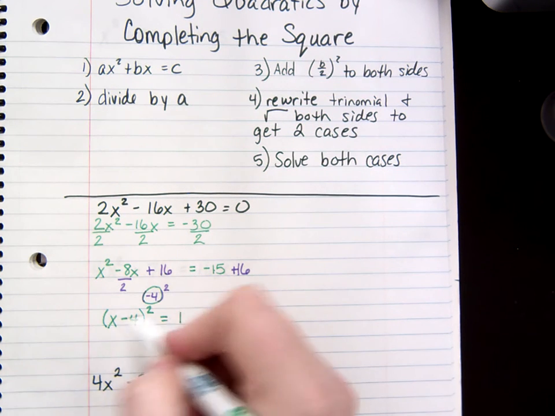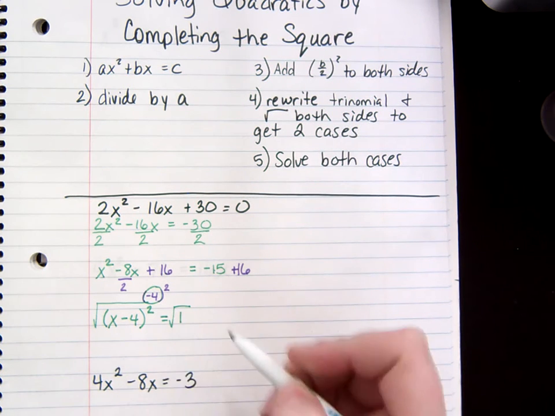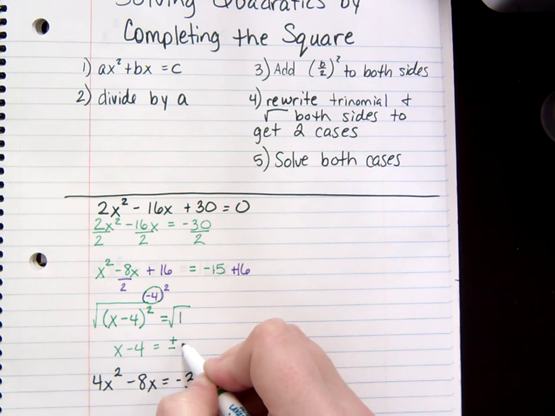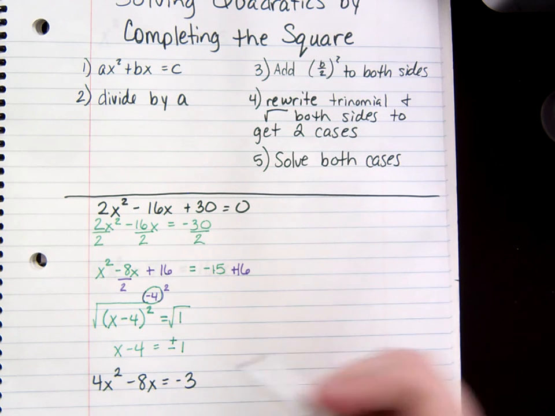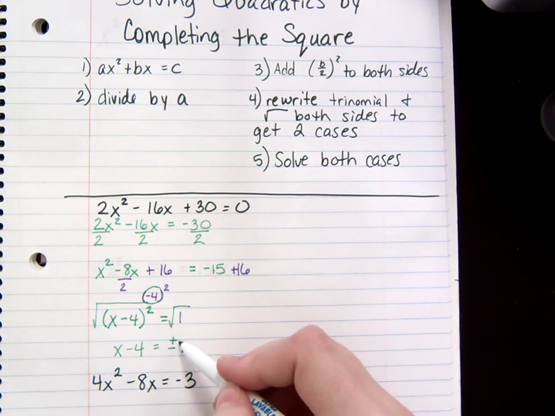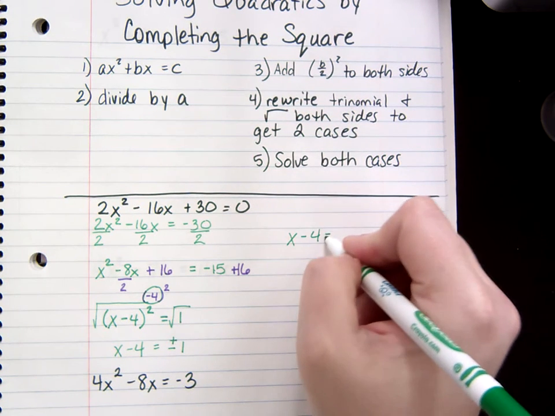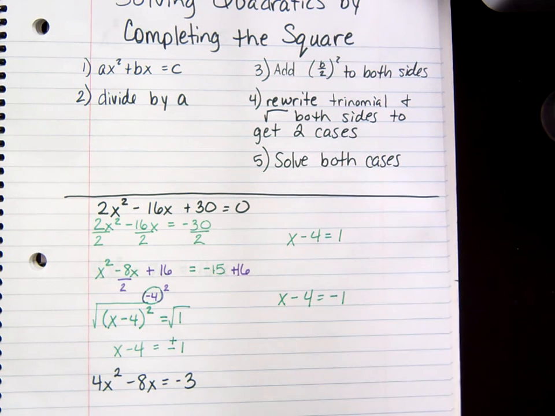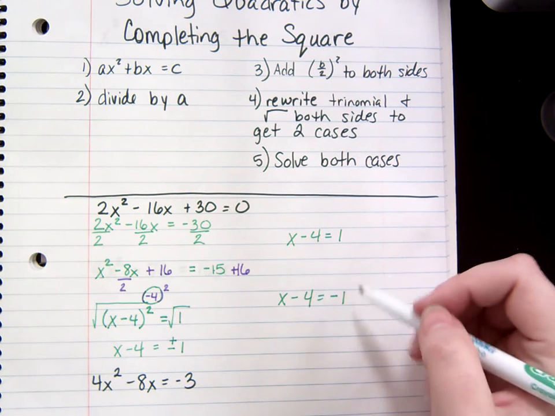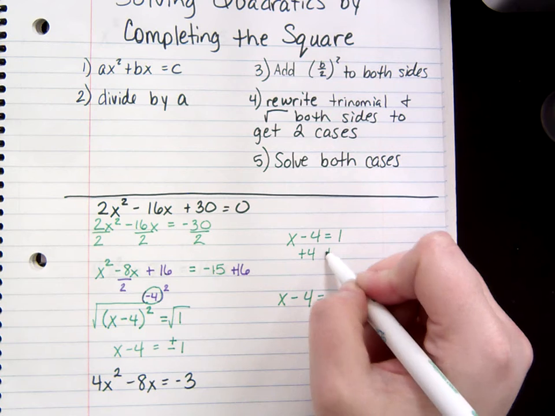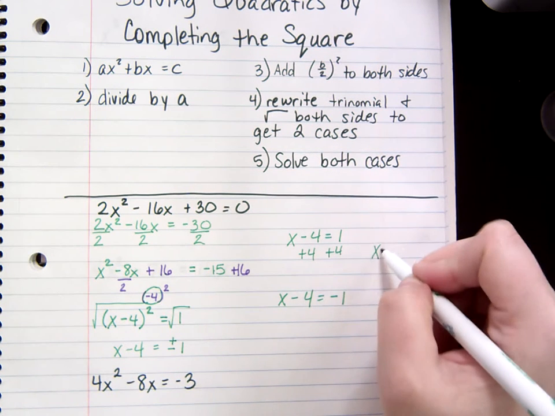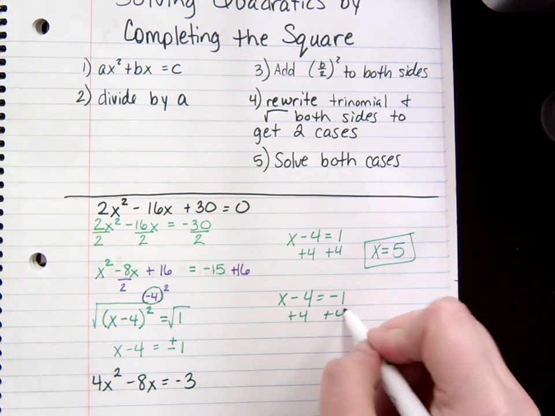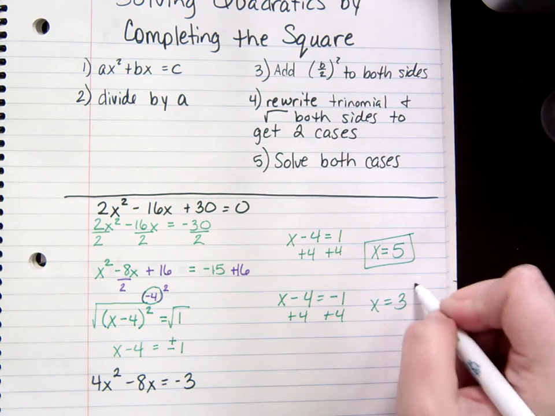The next thing I'm going to do is square root both sides, which gives me x minus 4 is equal to positive or negative 1. So basically I have two cases. One where this is equal to positive 1, and one where it's equal to negative 1. When you solve these two cases, you have your answers. So add 4 to both sides here, and I get x equals 5 for one of my solutions. Add 4 here, and I get x equals 3 for my other solution.